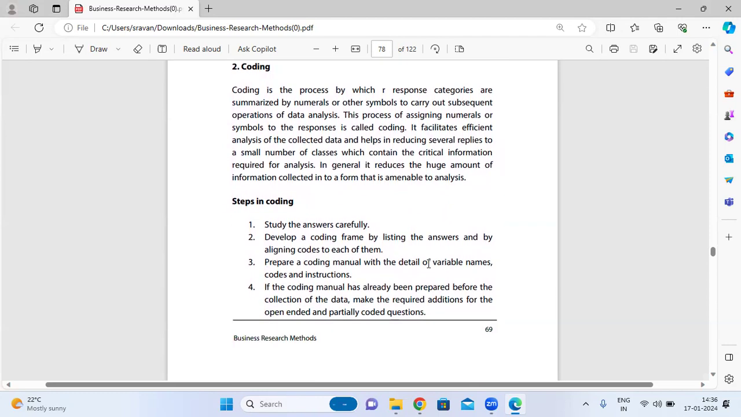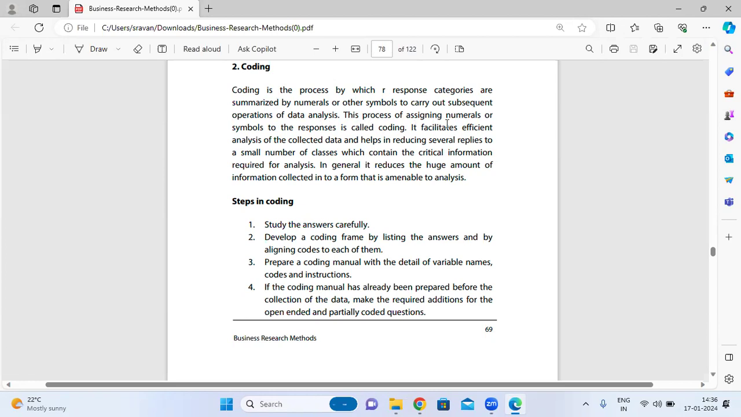Next, coding. Coding is the process by which response categories are summarized by numerals or other symbols to carry out subsequent operations on the data. This process of assigning numerals or symbols is called encoding.